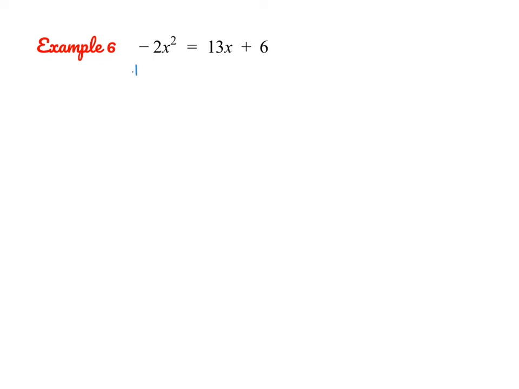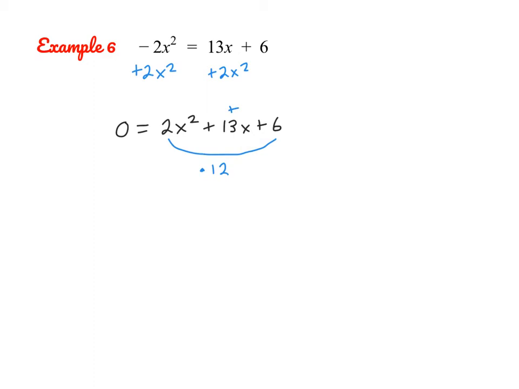So let's start by adding 2x squared to each side. Remember, we would always like our x squared term to be positive. So 0 equals 2x squared plus 13x plus 6. Now this is something that we can try to factor. It is a trinomial, but our a value is greater than 1, so we can try using that grouping method. Remember, we're looking for two numbers that multiply to make 12. We multiply these two numbers. So we want two numbers that multiply to make 12 and add to make 13.